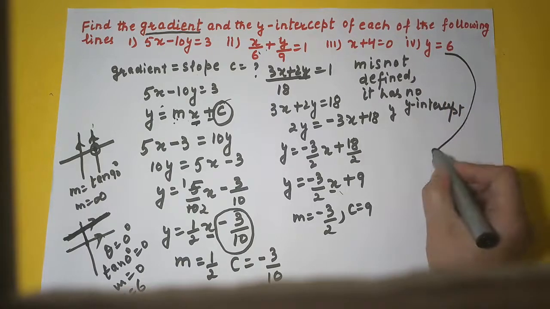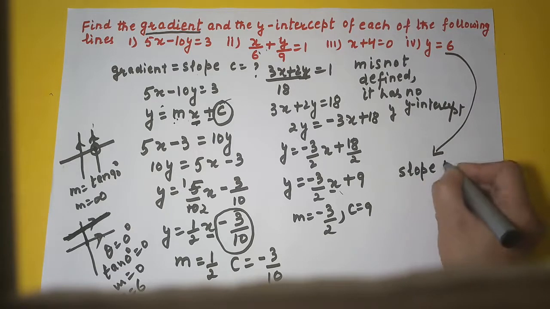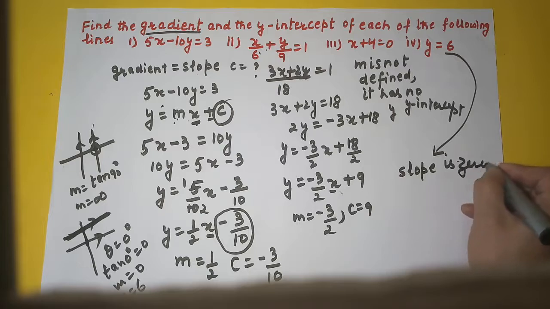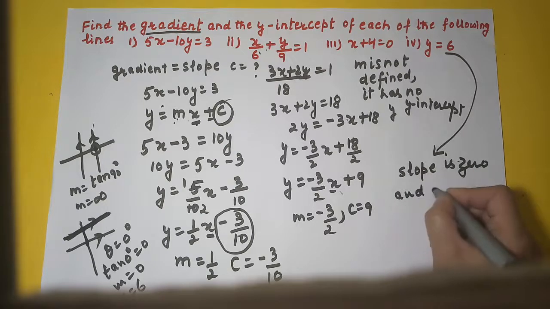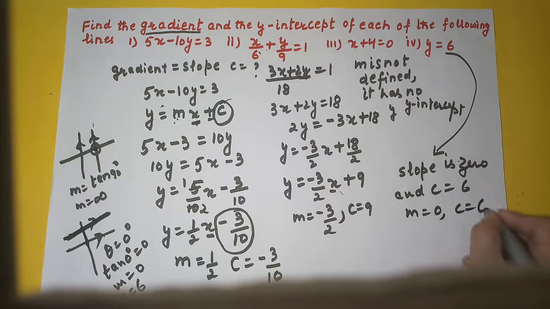So for this question, you can write that slope is 0 and c is 6, or in other words, m is 0, c is equal to 6.